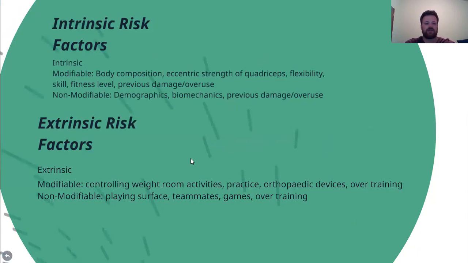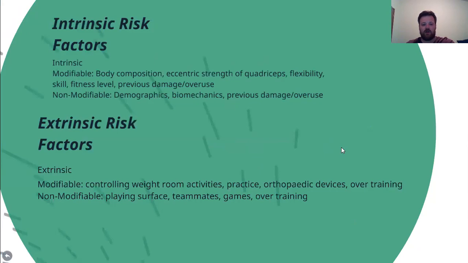Then we have our extrinsic factors. We're going to control the weight room activities. We're going to control the practice. You could possibly get them on a monitoring program and monitor if we're overtraining, or if we overtrained during the summer.